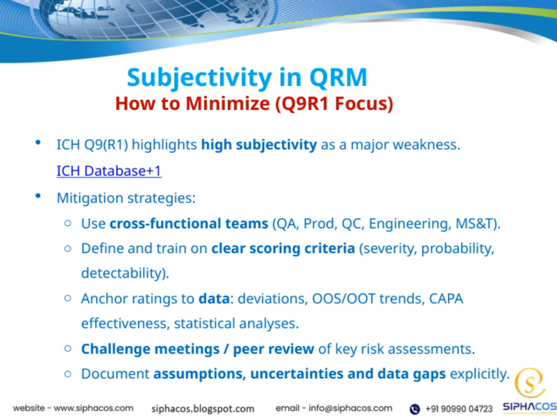Lastly, we should always document our assumptions, uncertainties, and any data gaps explicitly. This transparency helps clarify where subjectivity might influence decisions and allows for ongoing review and improvement. Overall, minimizing subjectivity in QRM is about combining structured approaches, data-driven insights, and collaborative review processes, especially in line with what Q9 R1 emphasizes.